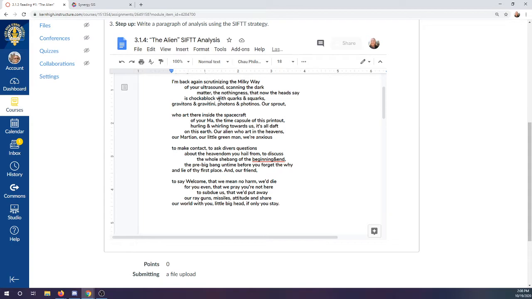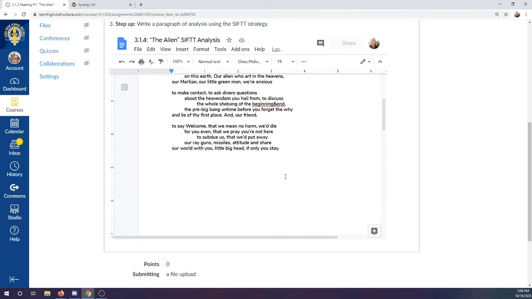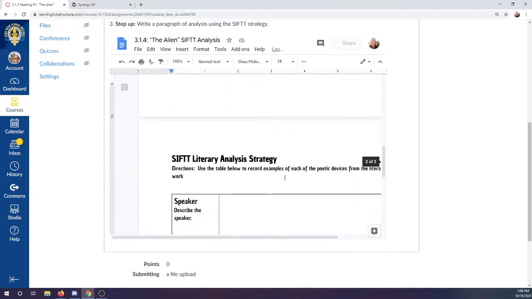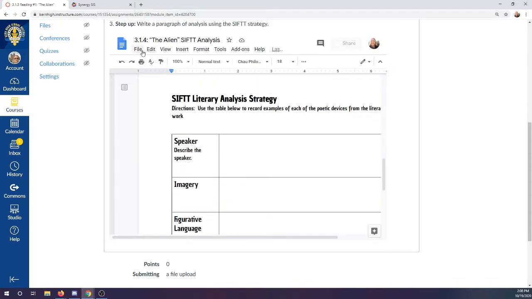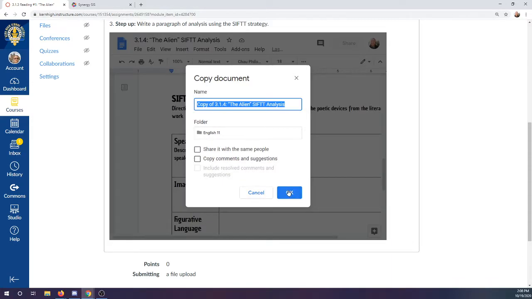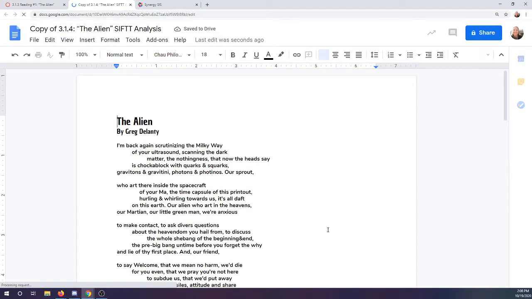You're going to read the poem, and you're going to try to make sense of what he's talking about. And you're going to do so using the SIFT strategy. So I can go ahead and make this big. I'll make it big for you. All right.